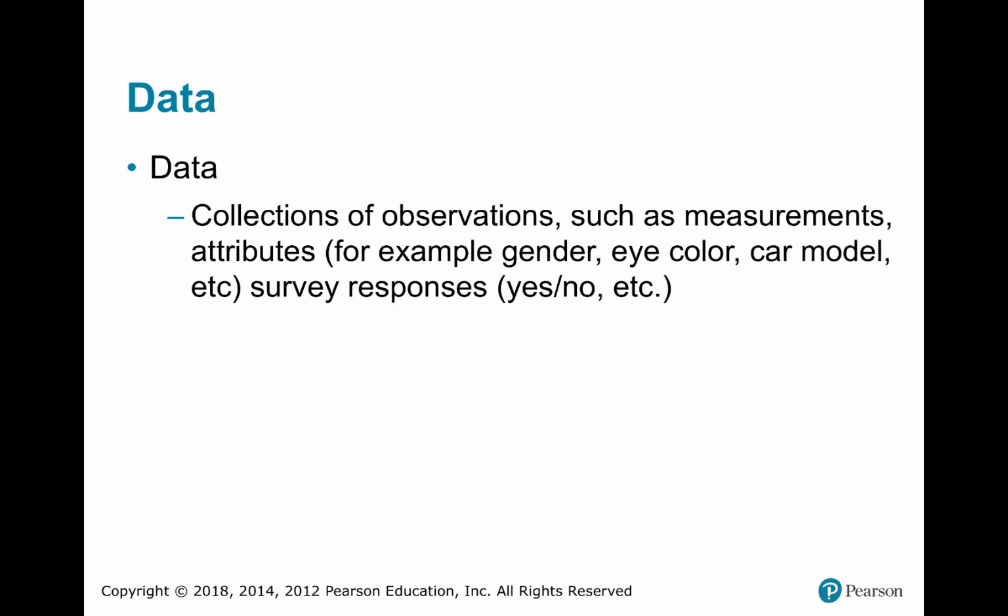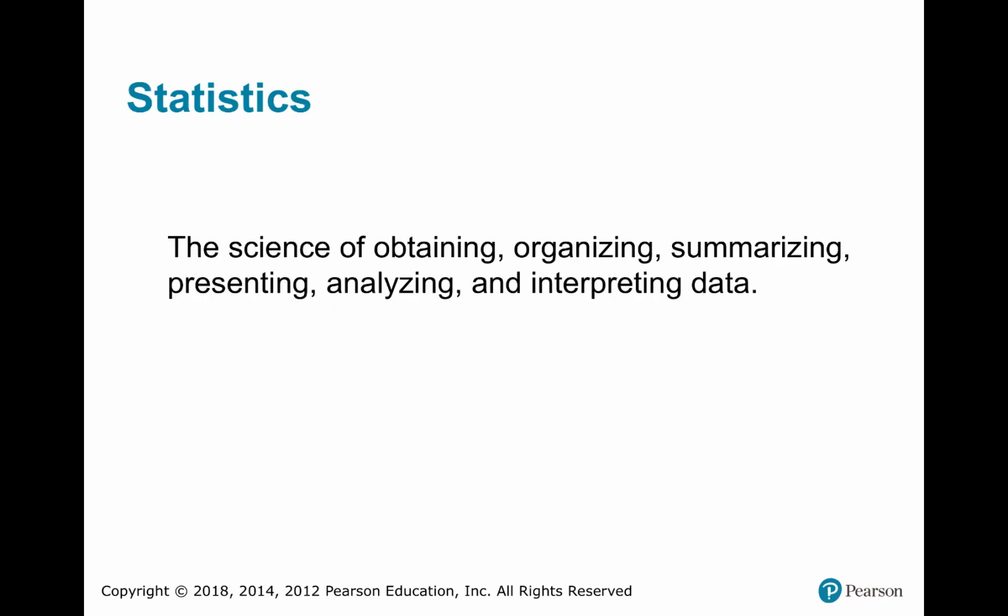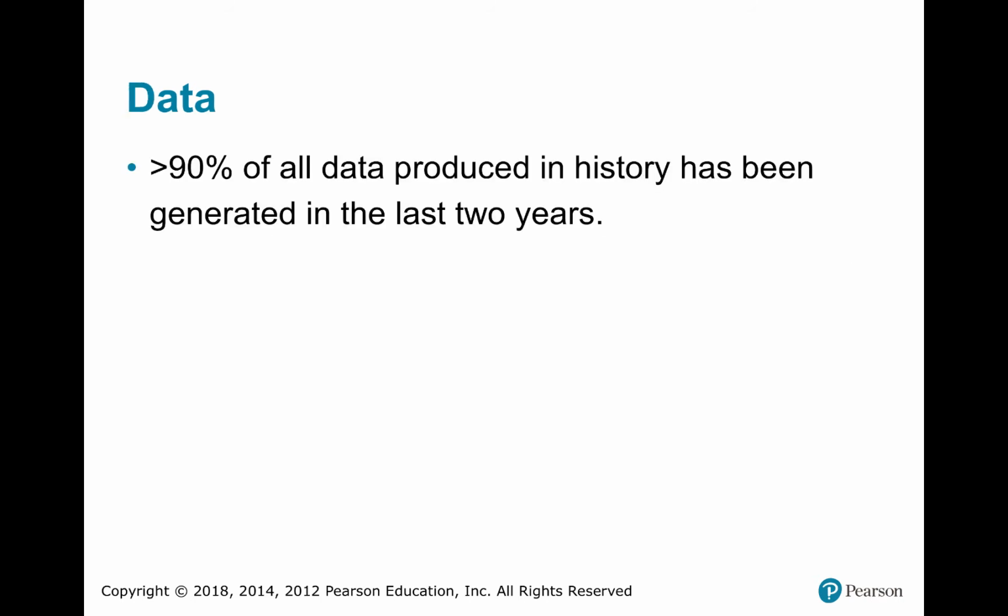Data. What do we mean by data? Data is just collections of observations. Could be anything, just about anything. And statistics is the science of gathering, organizing, summarizing, presenting, analyzing, and ultimately drawing conclusions or making inferences. Interesting little factoid here.